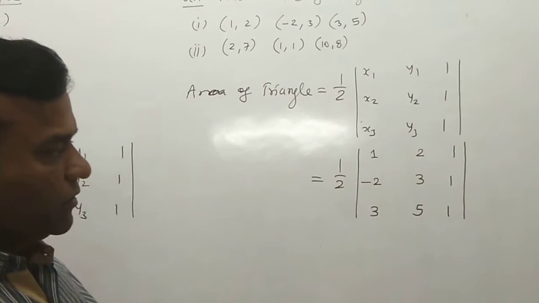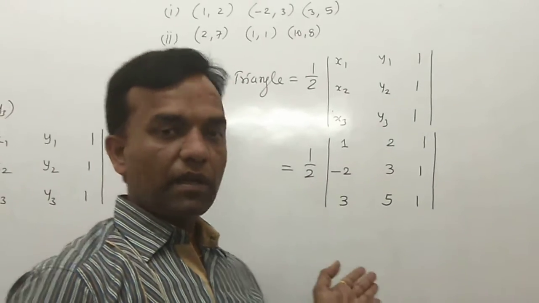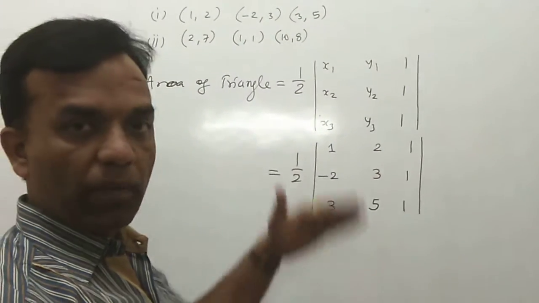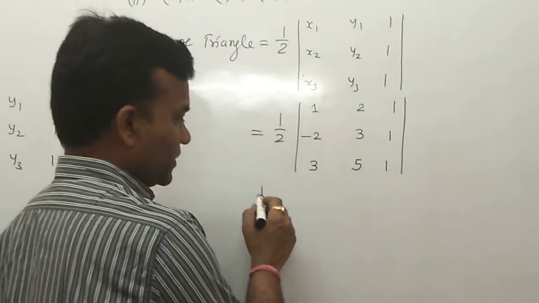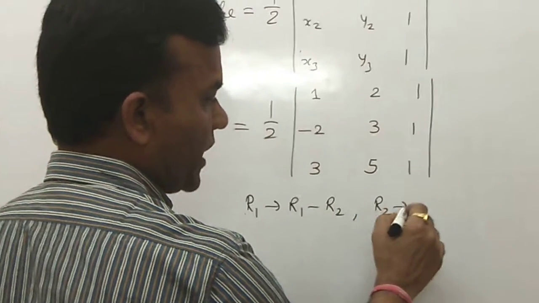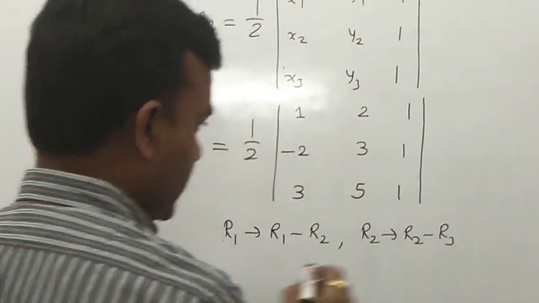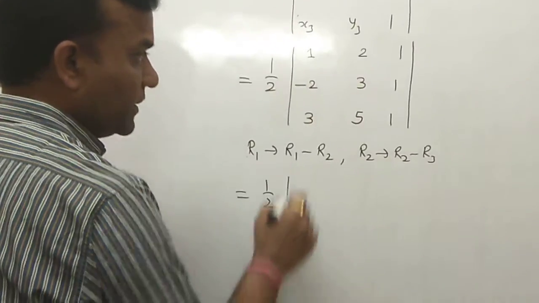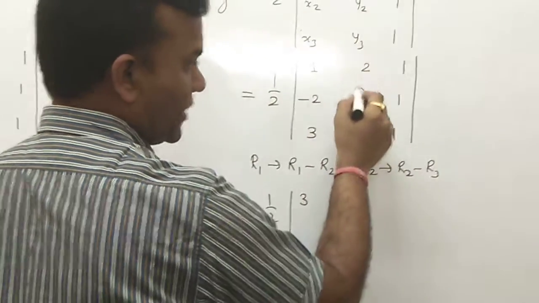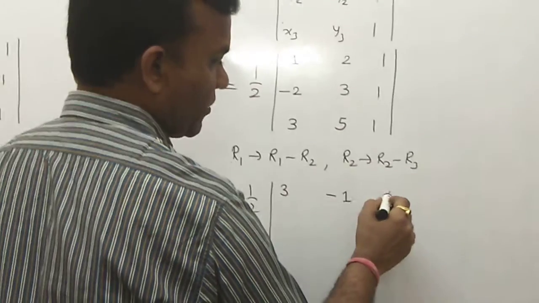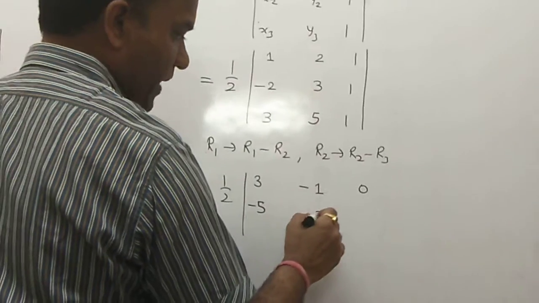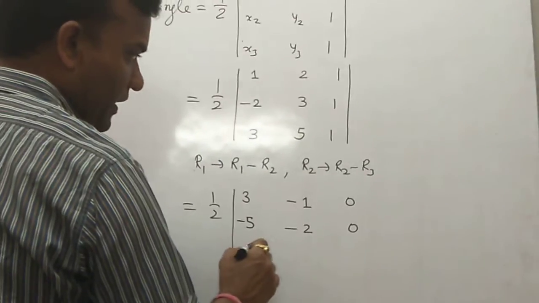Okay, so this determinant you can solve or evaluate directly, or you can use the concept of operations, because you have 1 1 1. So first I think you apply the row operations: R1 tends to R1 minus R2, and also R2 tends to R2 minus R3. You put 1 by 2 outside. Here R1 minus R2 means 1 minus of minus 2, so you have 3, and 2 minus 3, so you have minus 1, and you have 0 here. Minus 2 minus 3 is minus 5 and 3 minus 5 is minus 2, and here you have 0, and the last row is 3, 5 and 1.